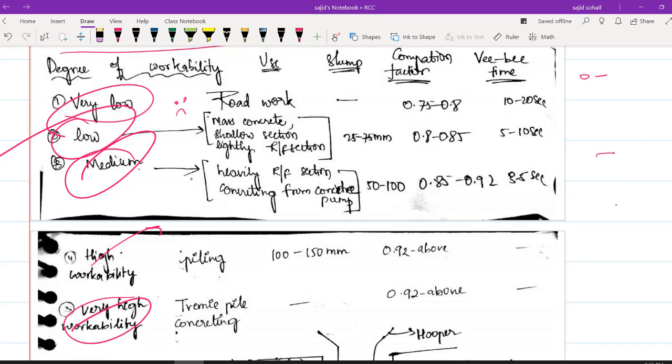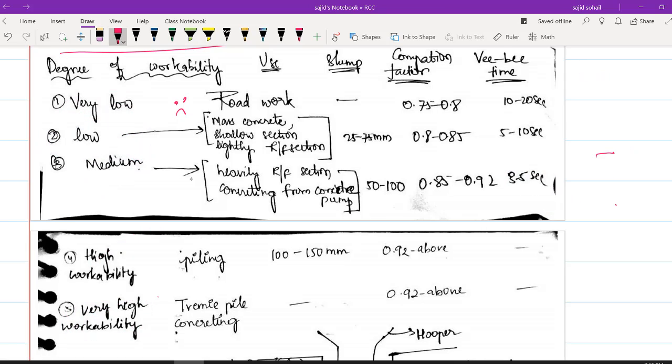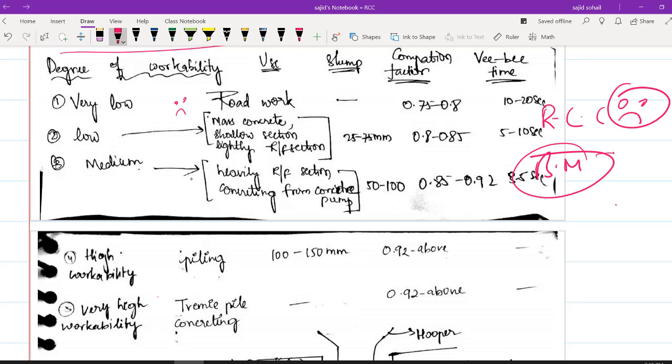This table is also somewhat important, but it doesn't come under RCC. This is not the RCC part, it is the building materials part. In building materials I have already taught this table. I hope you remember it right, and you won't make mistakes. Even if you forget, no issues, you can revise it right now.